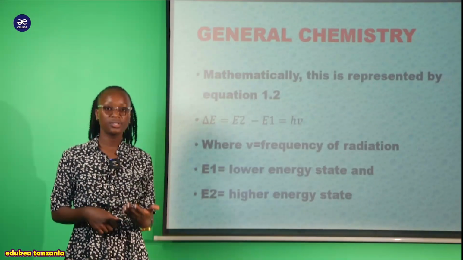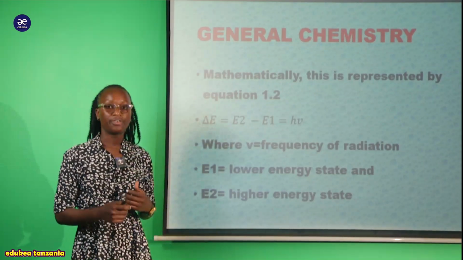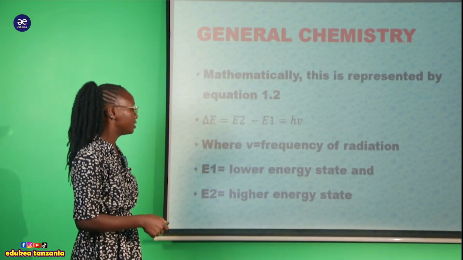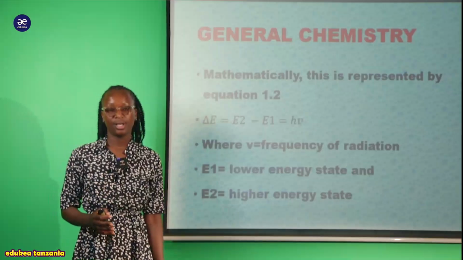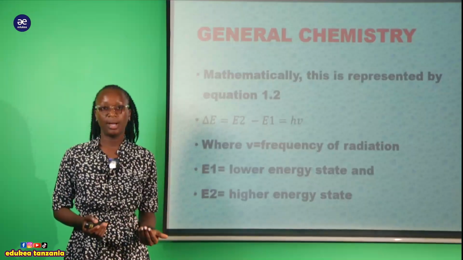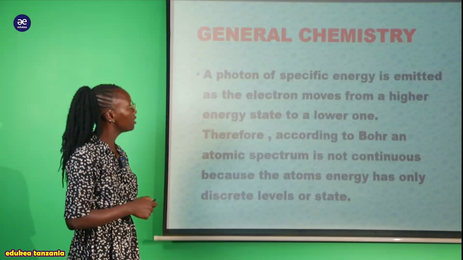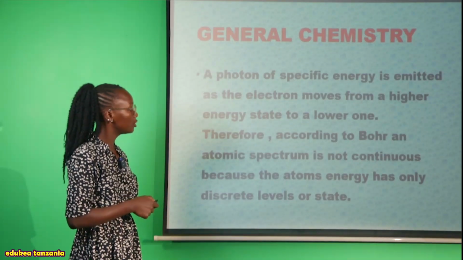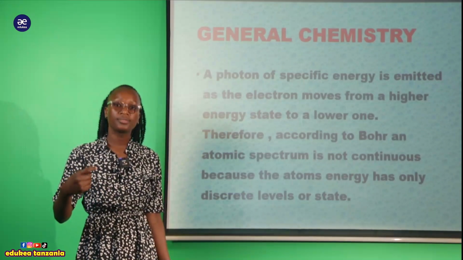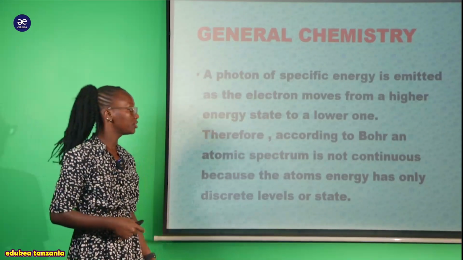h tulishasema ni Planck's constant, v is the frequency of the radiation. E1 lower energy state and E2 the higher energy state, ambayo E1 ni pale kwenye stationary phase, lakini E2 ni pale baada ya kufanya emission, baada ya kufanya absorption. So a photon of specific energy is emitted as the electron moves from a higher energy state to a lower one. Kwamba photon inakuwa absorbed pale ambapo electron inakuwa inamove kutoka kwenye lower energy level to higher energy level.